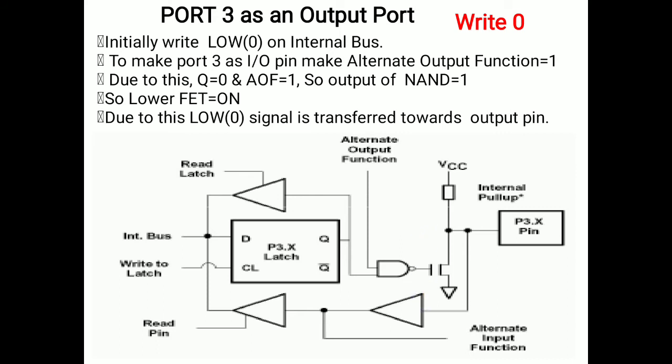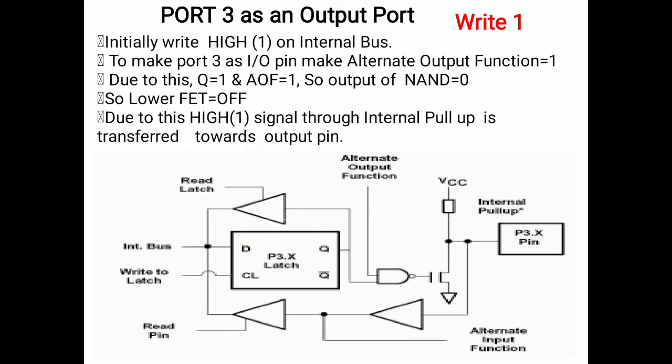If your NAND gate output is 1, it will turn on the lower FET, and it will give 0 volt to the port pin. So the lower FET conducts and a 0 volt signal is applied to port 3. This is the case where we want to write 0. Now we consider the next case, that is write 1.